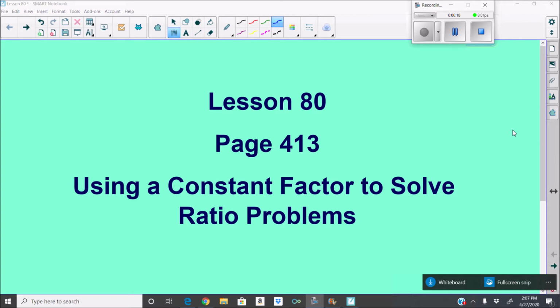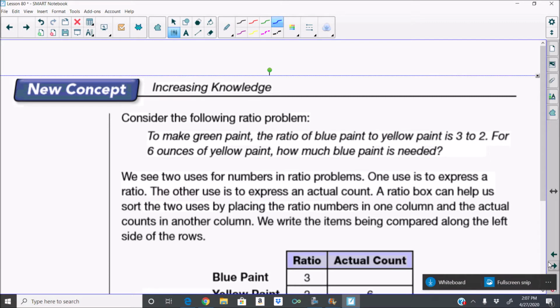Okay, it sounds confusing, but it really isn't. So let's take a look here. This is right from your book. The concept of this: consider the following ratio problem. To make green paint, the ratio of blue paint to yellow paint is 3:2. For 6 ounces of yellow paint, how much blue paint is needed?